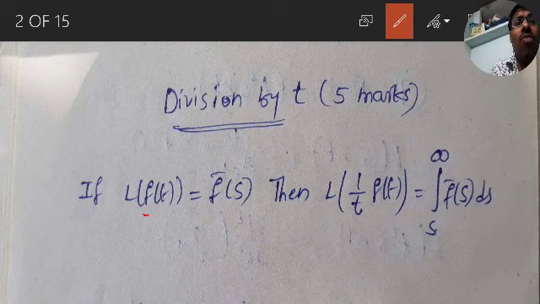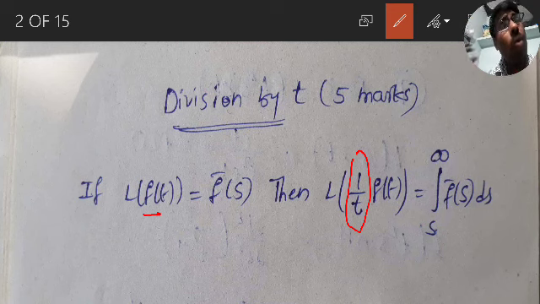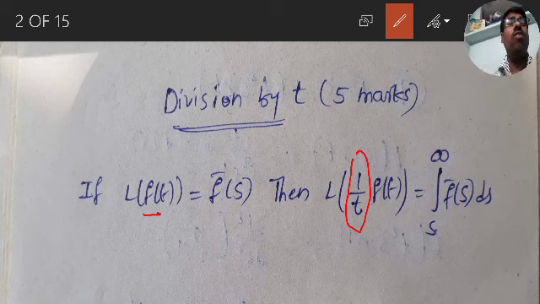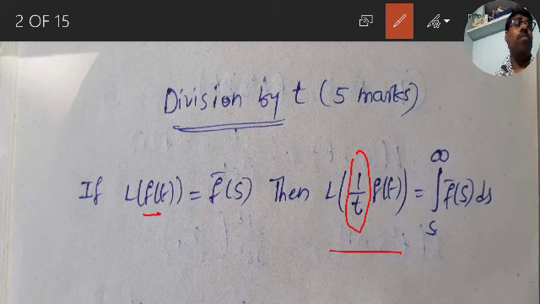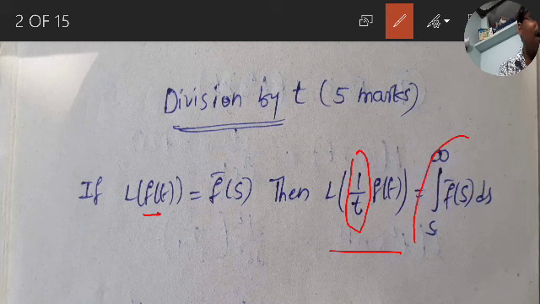You see, L of f of t. Now L of 1 by t into f of t, that is nothing but f of t by t, that is the division by t method. So if you know the Laplace transform of f of t, then we can find the Laplace transform of f of t divided by t, that is f of t by t. That is the division by t method. So in multiplication, if it is multiplied by t, then what did we do? We did the derivative. T square, double derivative, like that. If divided by t, then we have to do integration.